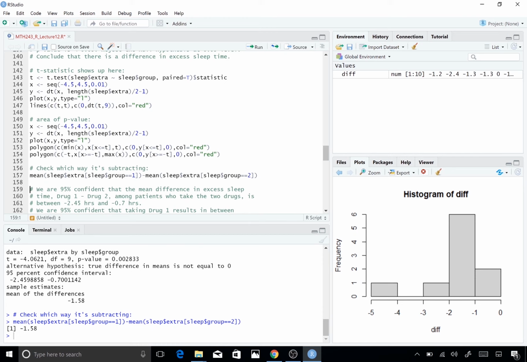We are 95% confident that the mean difference in excess sleep time, drug 1 minus drug 2, among patients who take the two drugs is between negative 2.45 hours and negative 0.7 hours. Because both those bounds are negative, it's saying that drug 2 gives more excess sleep than drug 1.